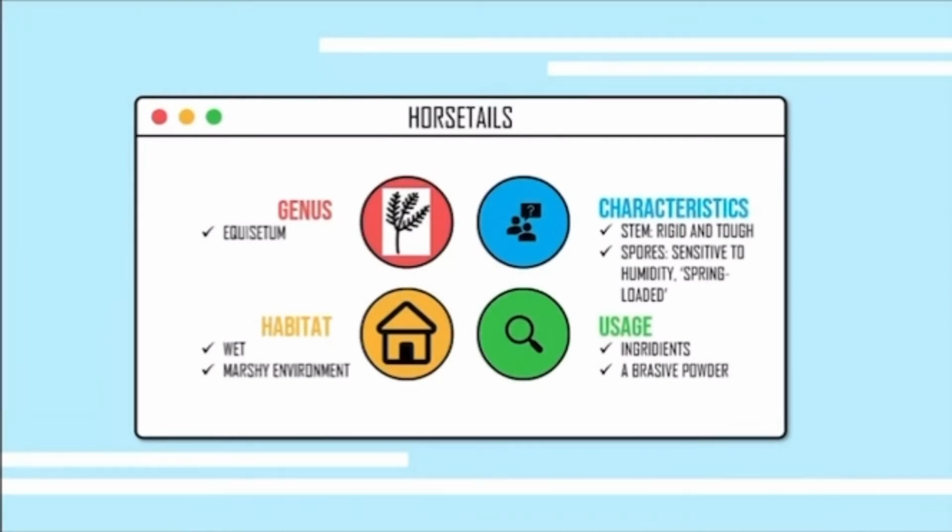The horsetail genus is known as Equisetum, and the habitat conditions for horsetails are usually wet and marshy environments. The characteristics of horsetails are a rigid and tough stem, and its spores are sensitive to humidity and spring-loaded. And then horsetails are usually used as an ingredient and as an abrasive powder.